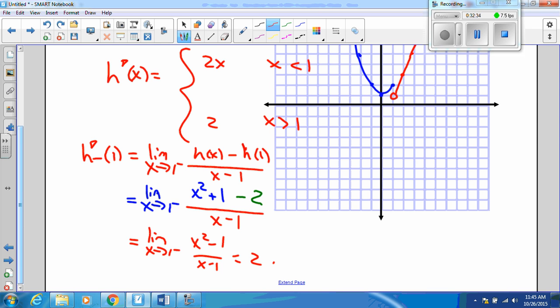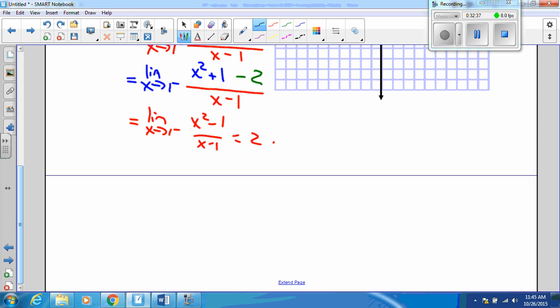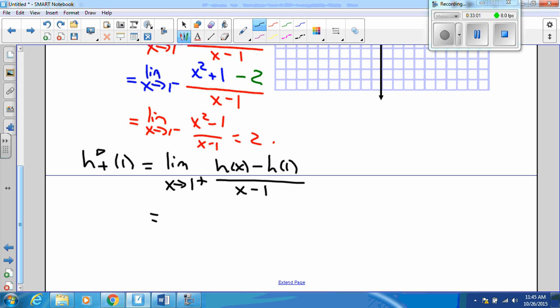Easy. But now we consider the derivative from the right, and something strange happens. Of course, the derivative from the right is going to be the limit as x goes to 1 from the right of everybody, what is it? Everybody nice and loud. h of x minus h of 1 over x minus 1. That's right. And for this piece, what is h of x? 2x minus 1.